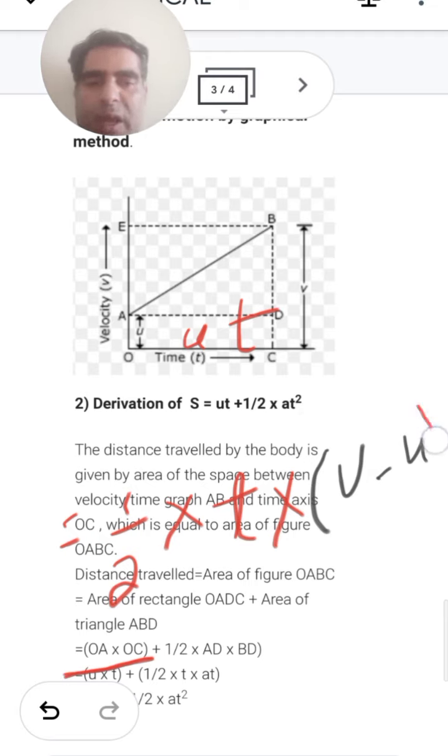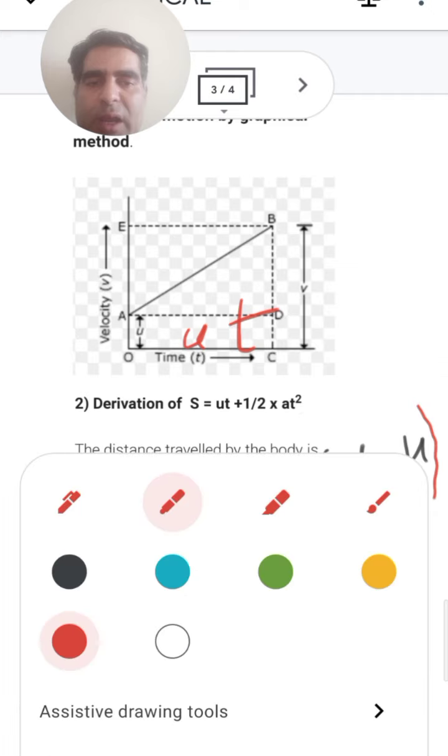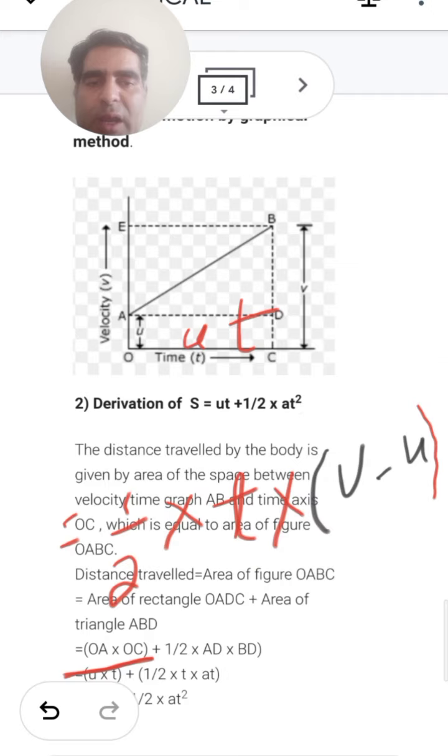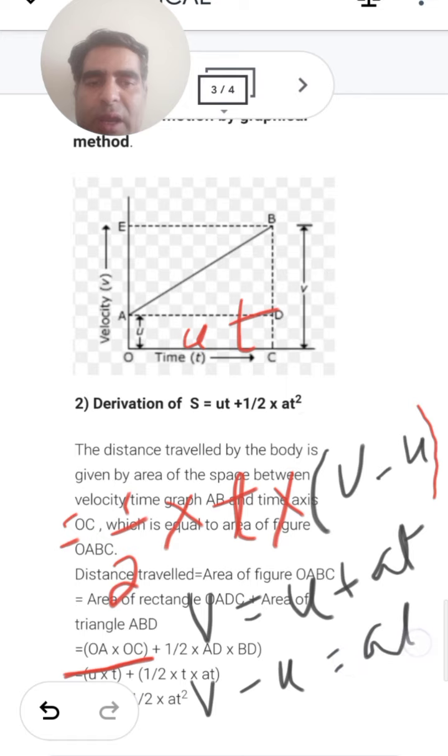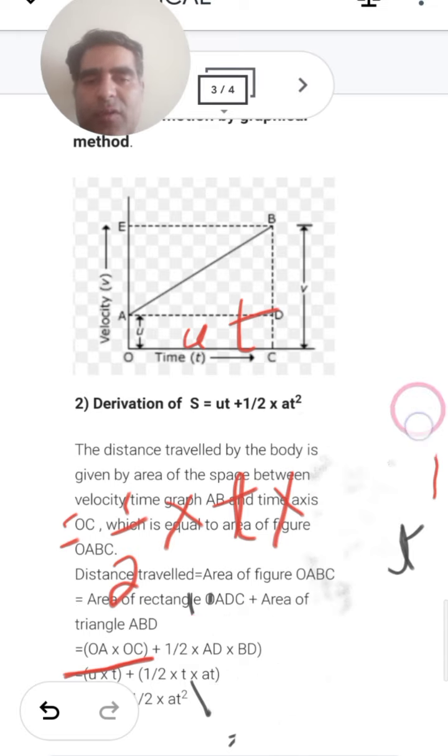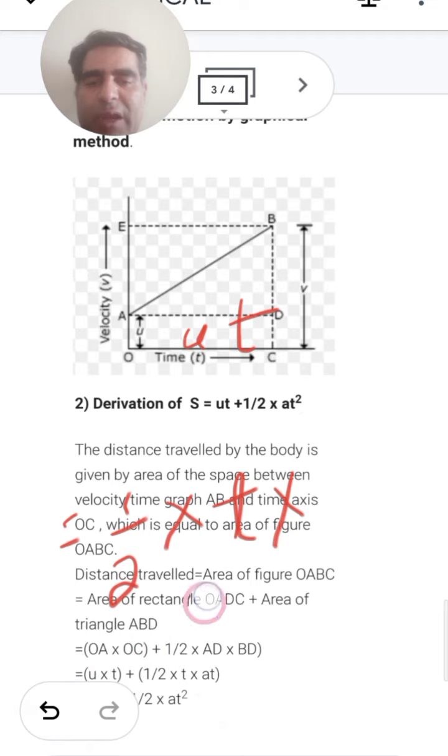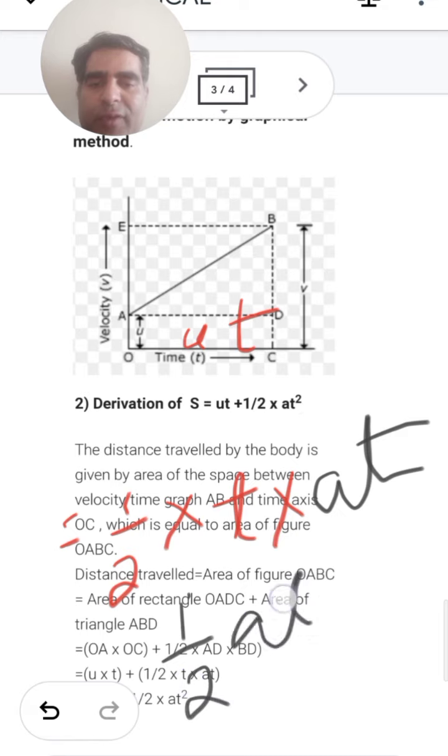Now again, from the first equation of motion, we know that V is equal to U plus AT. So from here, V minus U is equal to A into T. So what is the value of V minus U? The value of V minus U is A into T. So what do you have to do? Just write down AT in place of V minus U. When you write down AT in place of this V minus U, the formula you will get is half AT square.